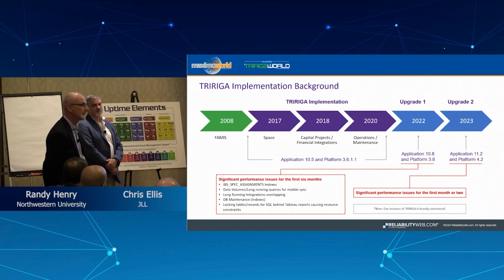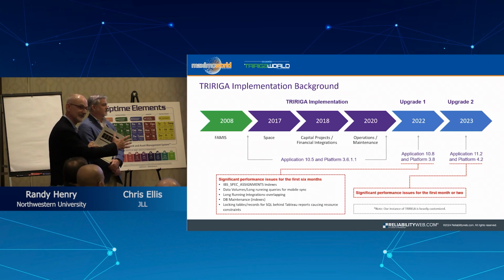We had long-running integrations that were overlapping and kind of canceling each other out, so we had to change some of that scheduling. Obvious DB maintenance items that we figured out as we were moving along. And then we had a lot of locking tables and records that were behind our Tableau reports. We actually moved our reporting off the server that we were maintaining everything else. I think we moved that over to a BERT service, and that's where we're keeping our Tableau instance.